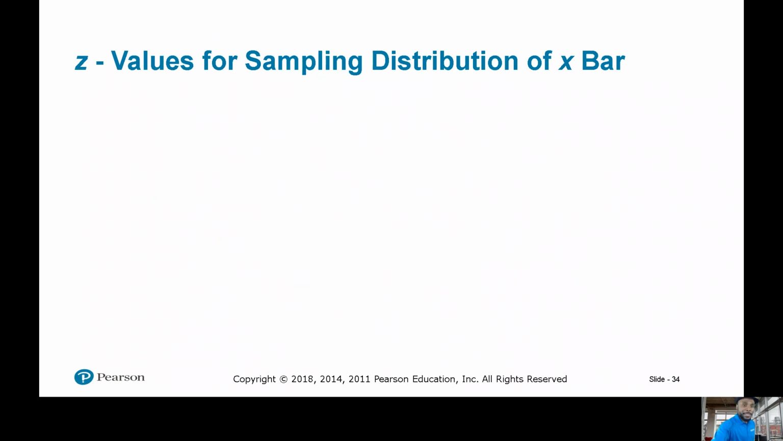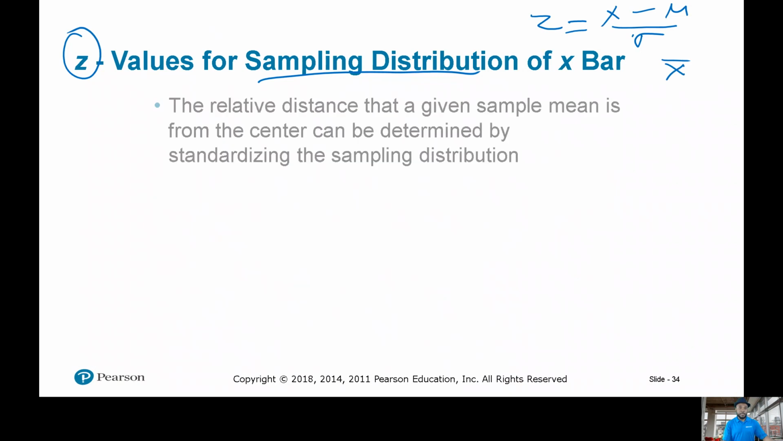Now we're getting back to our z-score. Remember the z-score? We're back to it again. And you all recall how to find the z-score. Remember that z is equal to x minus mu divided by sigma, and this is for an individual data value of x. But here we are looking at a sampling distribution, which is x bar. So this will be a little bit different.